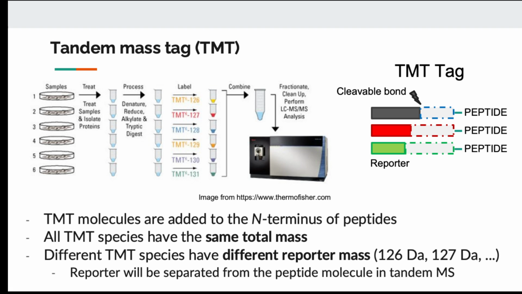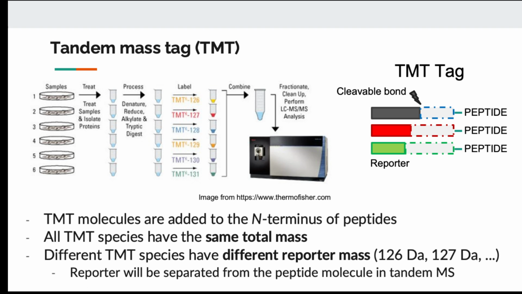And this is very clever. So what we do is, for each sample, let's say different blood samples, we extract the protein, digest the protein into peptides, and do whatever we need to do. And then these tandem mass tag molecules, these are chemical molecules that can be attached to the N-terminus of a peptide. Any peptide is attached to the N-terminus.